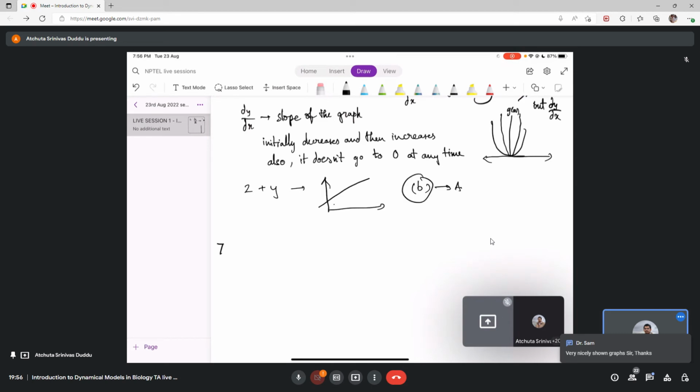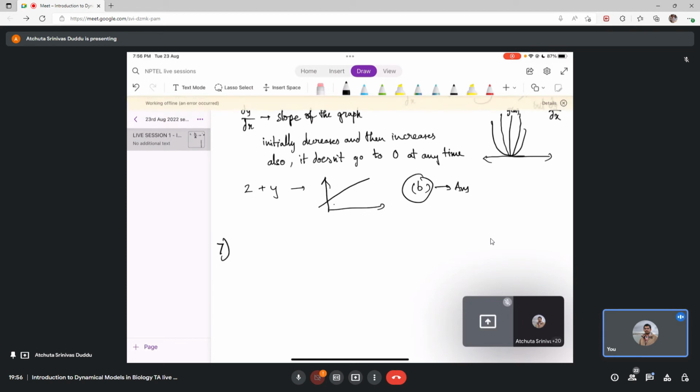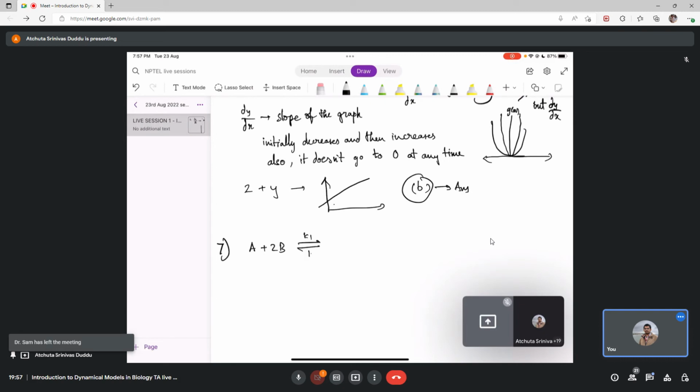Next, coming to the seventh question, we have the following reversible reaction follows the law of mass action. Find the rate of backward reaction. So we have A plus 2B, with rate constants K1 and K2, giving P plus Q. What the law of mass action states is that the rate of reaction is directly proportional to the product of reactants. Since they've asked for the backward reaction, the reactants here would be P and Q, right?